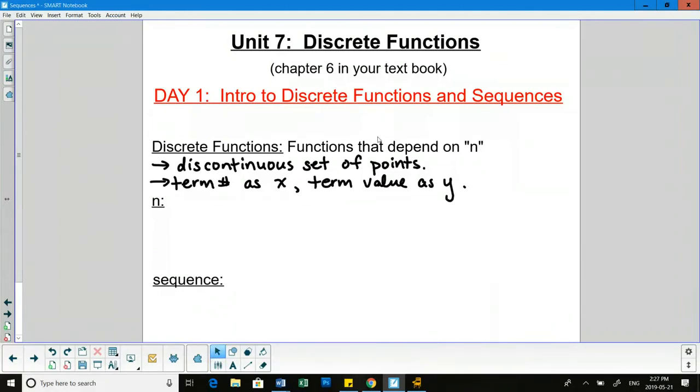Okay, and then the follow-up question from earlier is that functions depend on n. So a discrete function is a function that depends on n. So what is n? That's the next question. n is essentially just a variable within our equation that we're going to be working with that is from the set of what we call natural numbers.